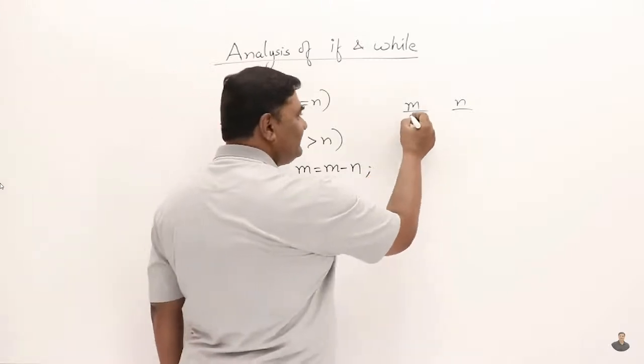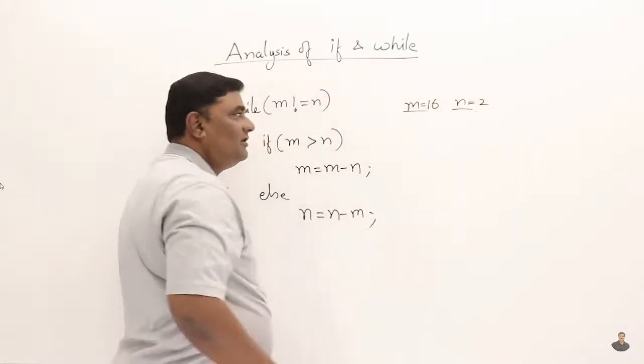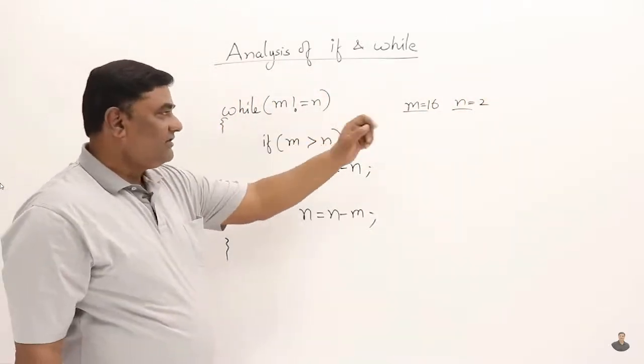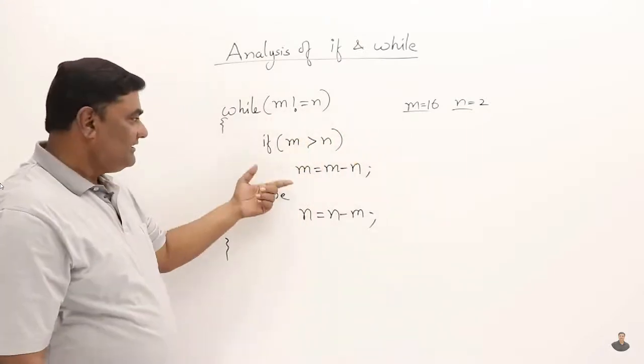Let's say m is 16 and n is 2. Now how many times will this execute? m and n are not equal, m is greater than n, yes, 16 is greater than 2, enter inside. m assign m minus n.